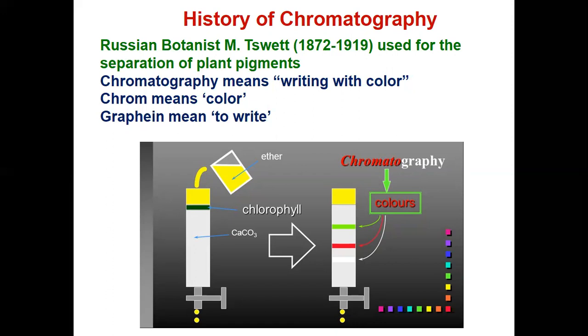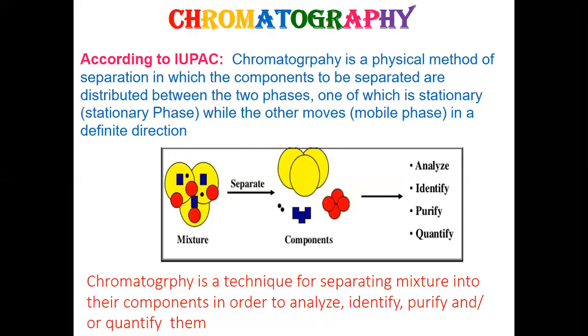On further washing of the column with petroleum ether, he observed different colored bands. That was the beginning of chromatography. Tswett named this process chromatography after the Greek words chroma meaning color and graphy meaning to write. It means chromatography is writing with color.